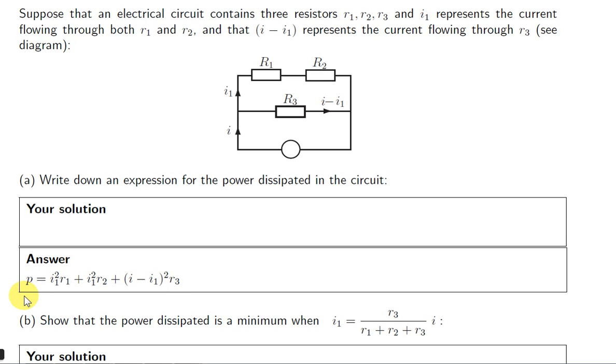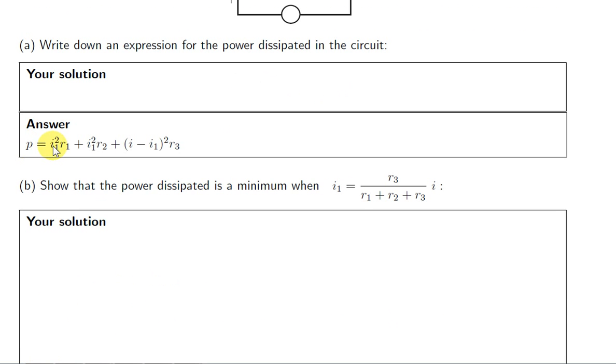Now to do that, we need the stationary point of this function. So we have P as a function of I1. So the I1 value of the stationary point is what makes dP/dI1 equal to 0. So we have to differentiate P with respect to the independent variable I1. So R1 is just a constant. So if we differentiate this term, we get 2I1 R1. R2 is just a constant. So the derivative of this term with respect to I1 is 2I1 R2.